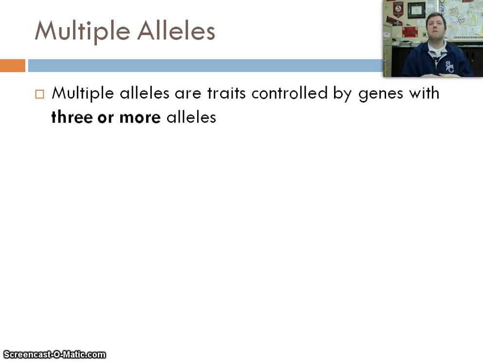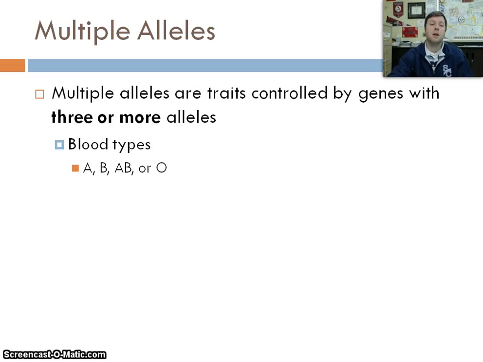There's not always a way to easily represent the third allele to the party. So multiple allelic traits are traits controlled by genes with 3 or more alleles. Not very many examples of this. One would be blood type. There's type A, there's type B, and there's type O. Any guesses as to what AB would be?